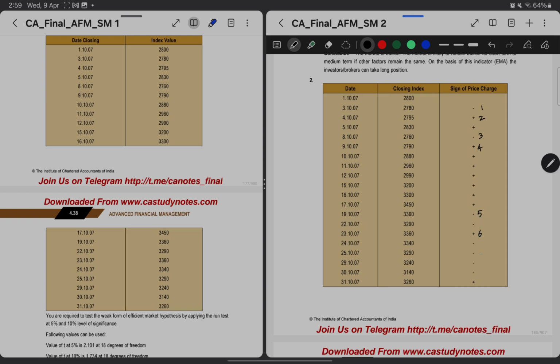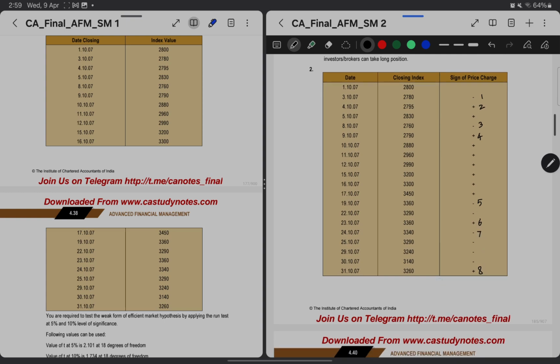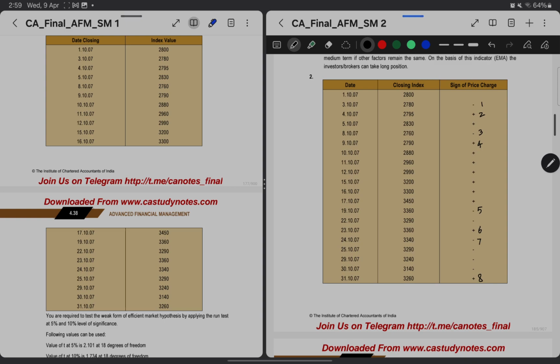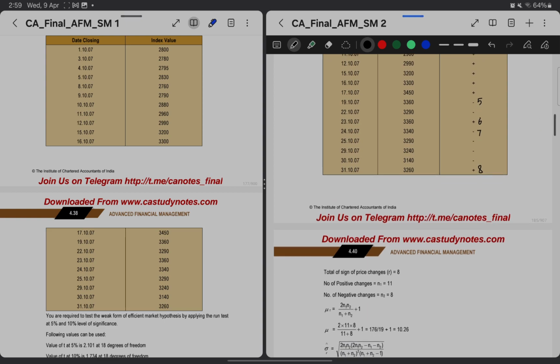Sixth change here, and then seventh change here, then eighth change here. So the total number of price changes is 8. These will be the runs. Actually there are 8 runs. As we can see, the total of sign changes is equal to 8.